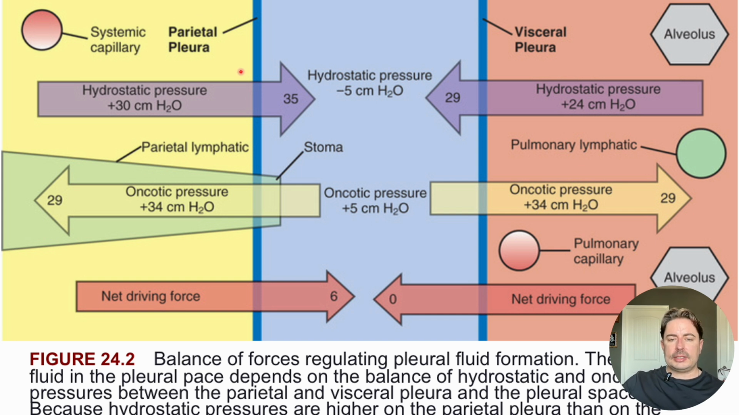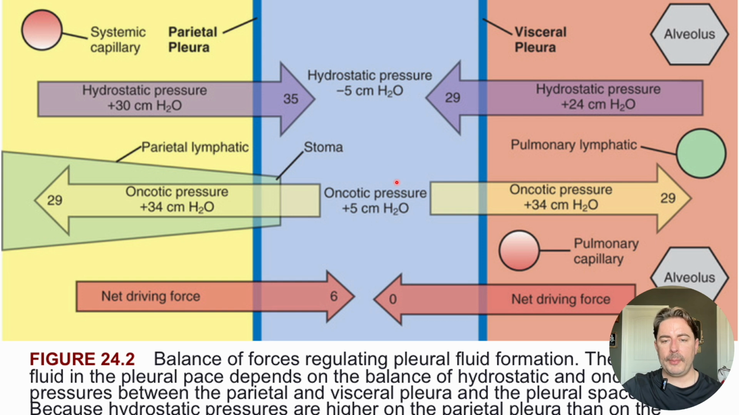So when we look at this, this is a breakdown of the hydrostatic pressure, the oncotic pressure, and the pressure that sits in the pleural space. My parietal pleura has a hydrostatic pressure of about 30 centimeters of water, and that's pushing pressure into the pleural cavity or the pleural space. When I look at the hydrostatic pressure on the visceral pleura, we have a slightly smaller pressure, right? So I've got 24, 25 centimeters of water here, and I've got 30 centimeters of water here, creating a negative hydrostatic pressure.